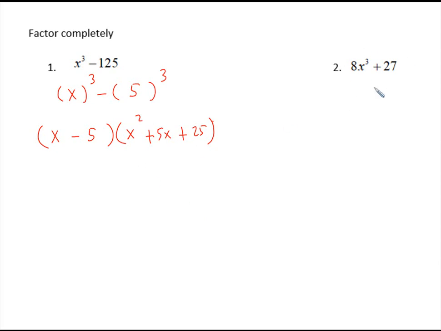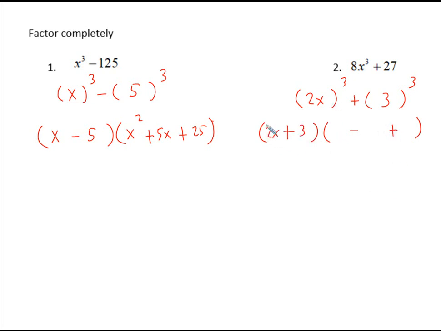Okay? Same thing over here. I look for a GCF. Oh, there's no GCF. So you need to recognize that I can make the problem fit this format. So that will be 2x, and that'll be 3. So I've got my binomial, got my trinomial. Let's put in the signs. Same, opposite, always positive.